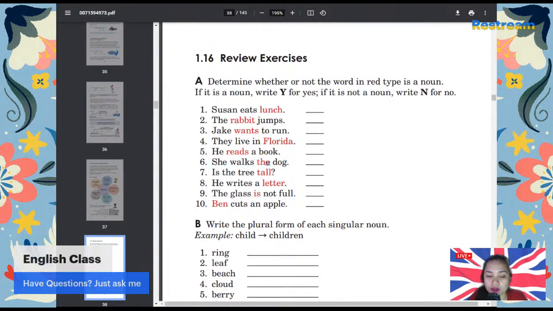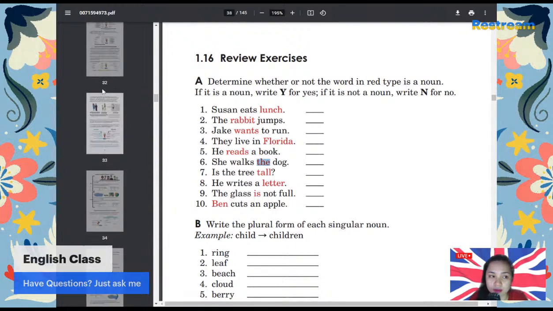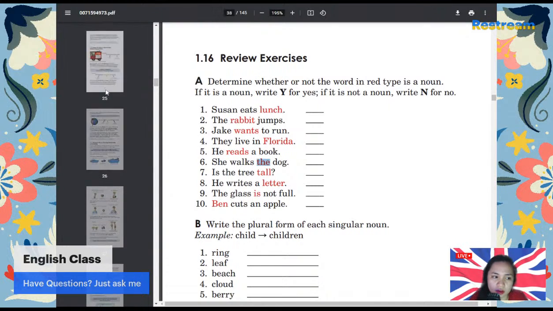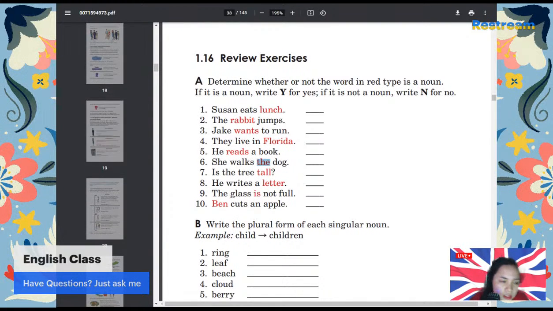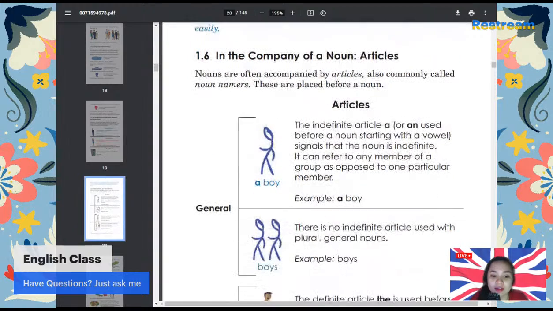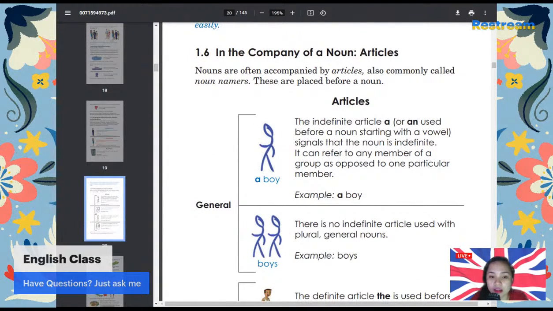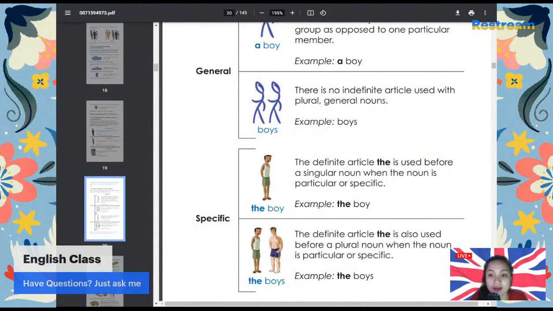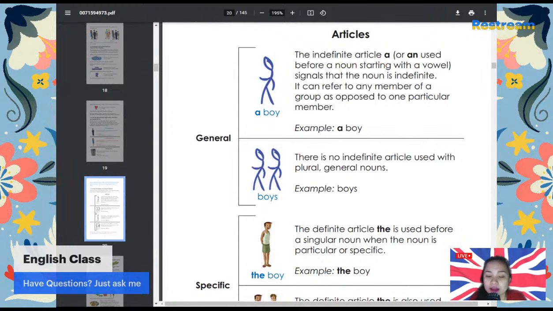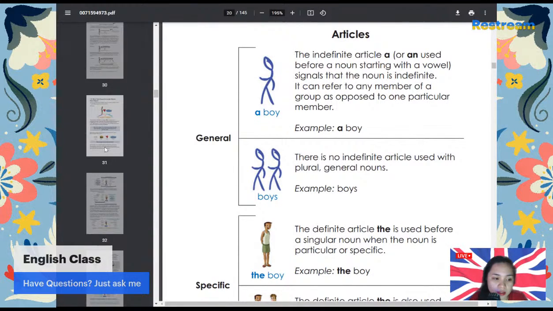So number six, she walks the dog. We have the red one here, which is the. Is the a noun? Yes or no? It's not a noun, right? Remember, this is an article. So let's go back there. In the topic, article. So the article the is not a noun. We just use it to define the noun. Same goes with a and an.